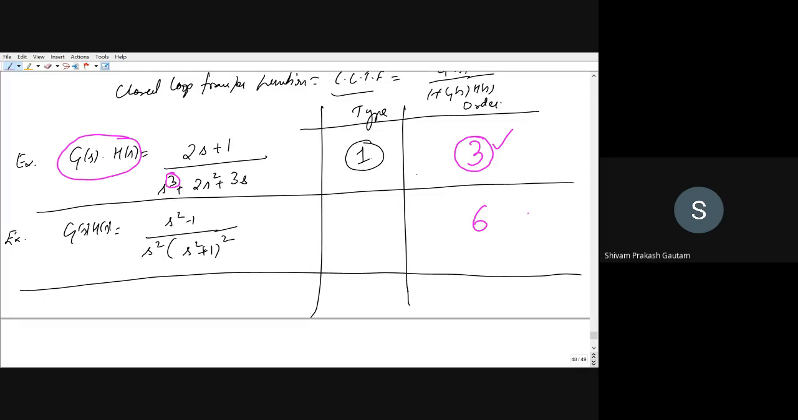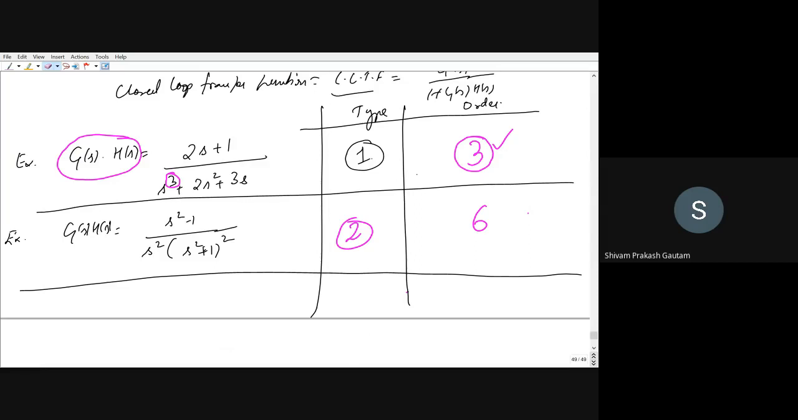Right? Now, how many poles are at origin? 2. Why? Because you equate s square into (s square plus 1) whole square equal to 0. So s square will be equal to 0, and s square plus 1 whole square is equal to 0. Here you can see they are having two poles at origin, and here s square plus 1 is equal to 0 gives s square equal to minus 1, so this is not at origin. So we are having two poles at origin, therefore I have written here 2.